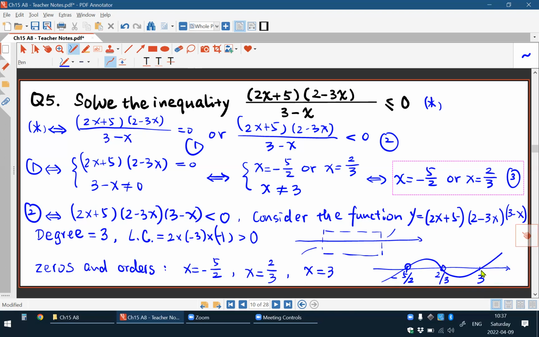Our task is to find any interval that makes this function less than 0, right? You can see less than 0 here. So first of all, x can be smaller than -5/2. Next, x can be between 2/3 and 3.